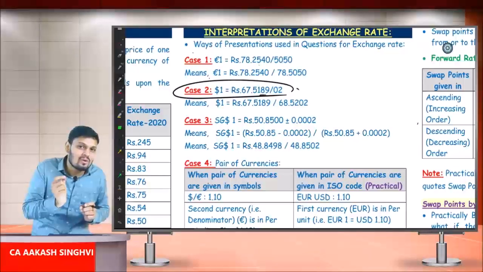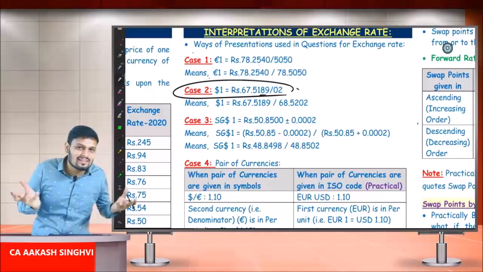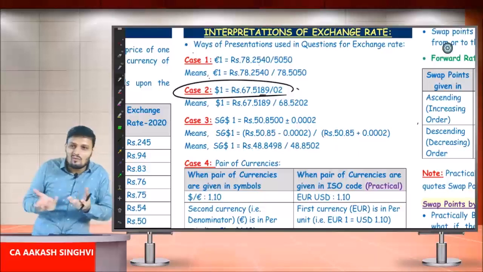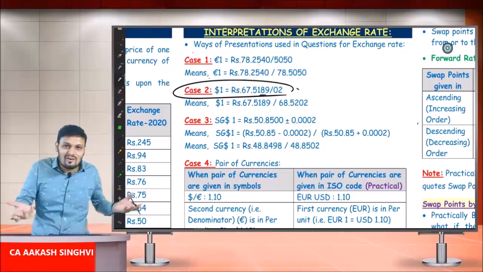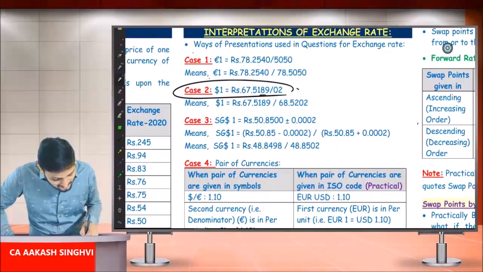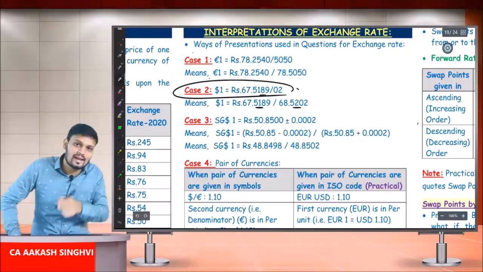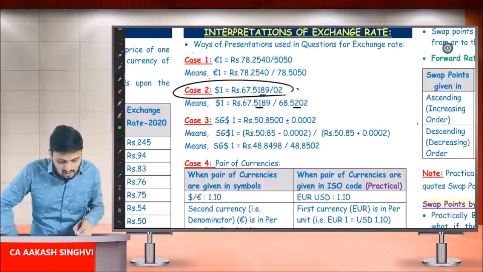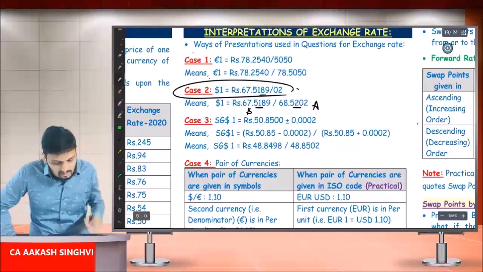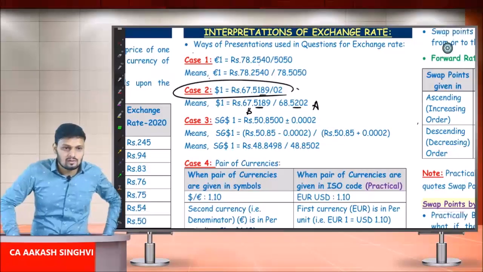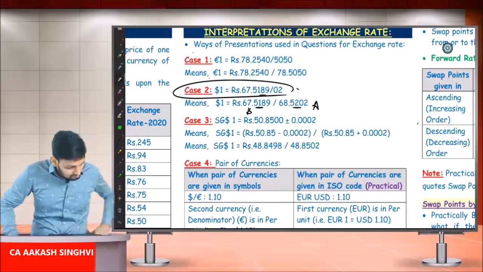But as we all know, ICAI can test you like anything. ICAI is our God. Whatever they are going to give us, we have to follow them. So instead of 5189, we will have to put 52, that is the next digit. So 5202 will be the ask rate and this will be the bid rate. Done. So 5202. Superb.